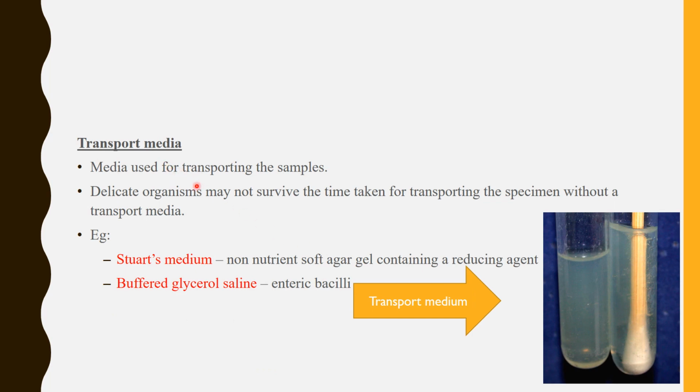Next is transport medium. Transport medium is used for transporting the sample, as there are some delicate microorganisms which cannot survive the time taken for transporting the specimen without a transport medium, like Neisseria gonorrhoeae. For Neisseria gonorrhoeae, we use Stuart medium, which is a non-nutrient soft agar gel containing a reducing agent, and second is buffered glycerol saline, which is for the enteric bacilli. This is the picture of the transport medium. And third medium is Cary-Blair medium.